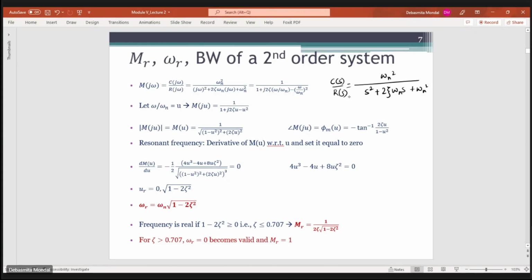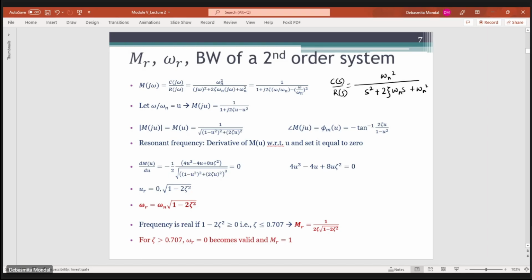And if you substitute this value of omega in this equation, you will find out the magnitude of the resonant peak. That magnitude is given by 1 divided by 2 zeta square root of 1 minus 2 zeta squared. So as long as zeta lies between 0 and 0.707, we are getting a resonant peak. But the moment zeta is more than 0.707, this resonant peak vanishes and its value becomes equal to 1.